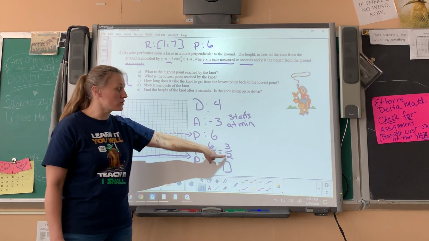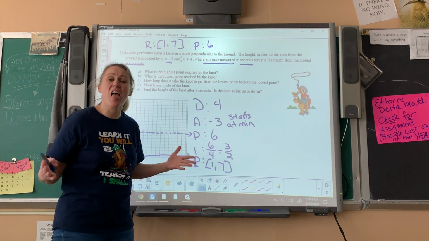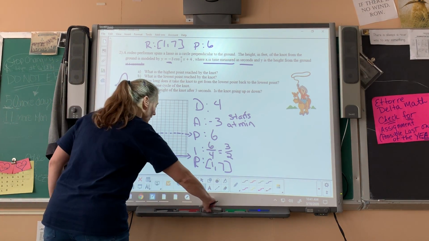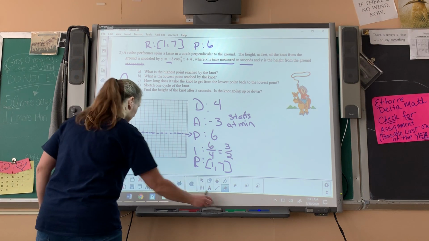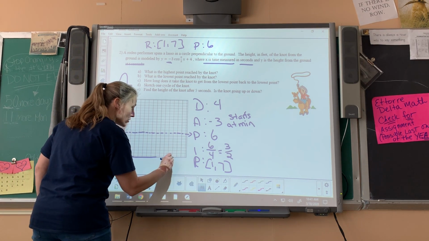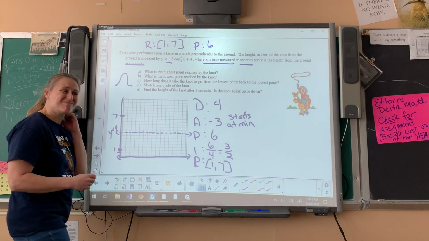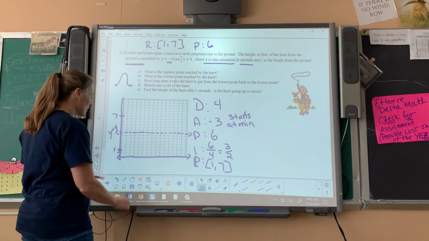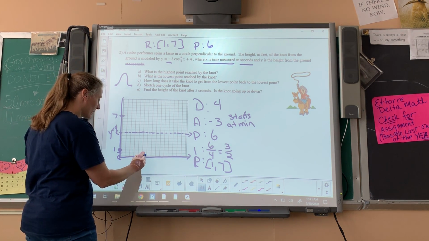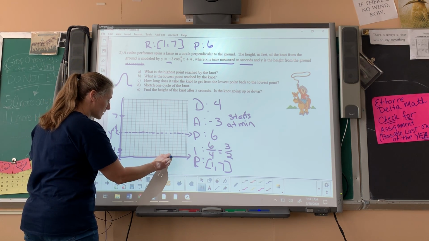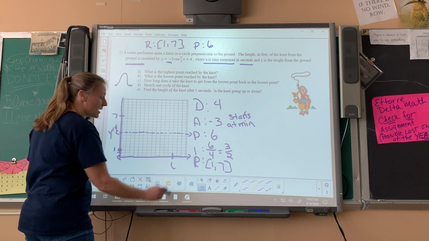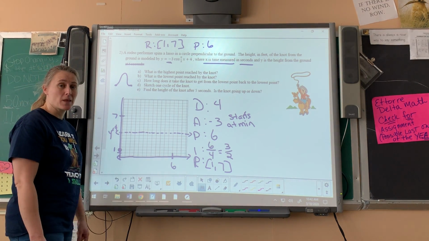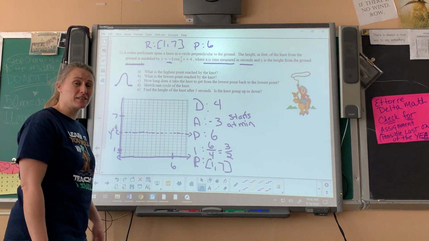So since my interval is 3/2, you can label fractions. You can make it nice and do your best. You can do whatever you want. Since my interval, my period, is 6, I'm gonna put the 6 there. So this is how I'm gonna label it if I have to deal with fractions.